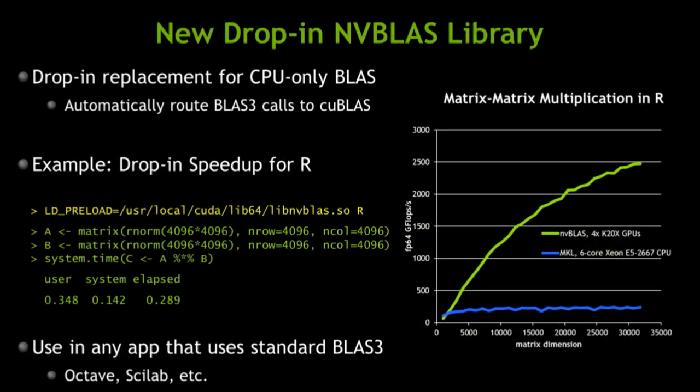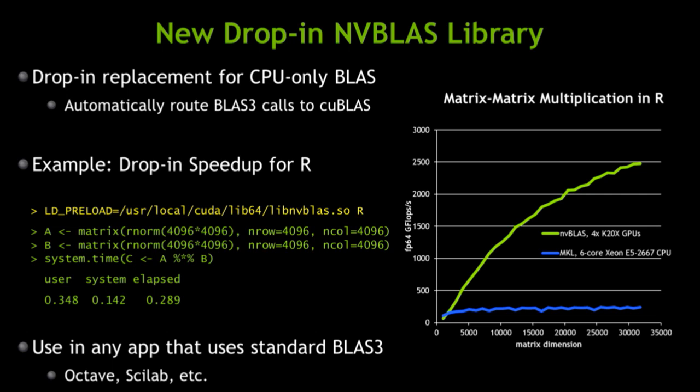We also are introducing a new library called NVBLAS, which is a drop-in replacement for CPU-only BLAS. So NVBLAS automatically routes BLAS3 calls to cuBLAS and passes through the smaller calls, the non-BLAS3 calls, to the user-specified host BLAS. And this is all configurable through a configuration file. So it's drop-in because in some cases, you can use it without even recompiling or relinking your application.